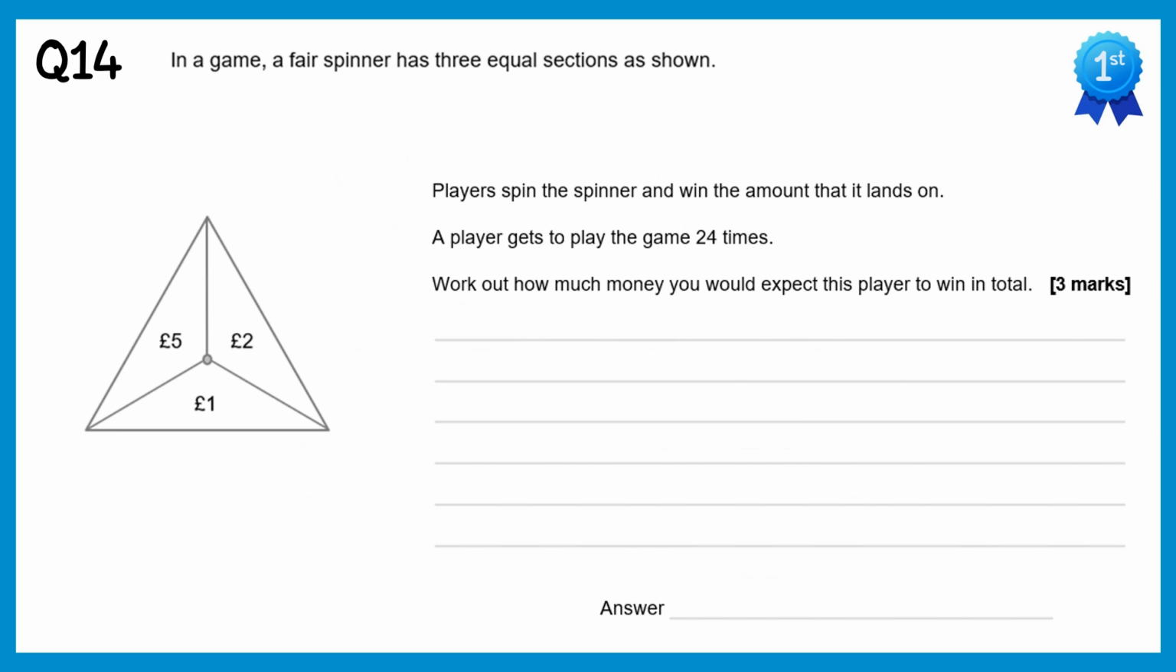In this question, a player gets to play the game 24 times. Since this is a fair spinner with 3 equal sections, you'd expect to get each one of the sections 1/3 of the time. So if we do 1/3 of 24, 24 divided by 3 gives you 8. You'd expect to get each of the values 8 times.